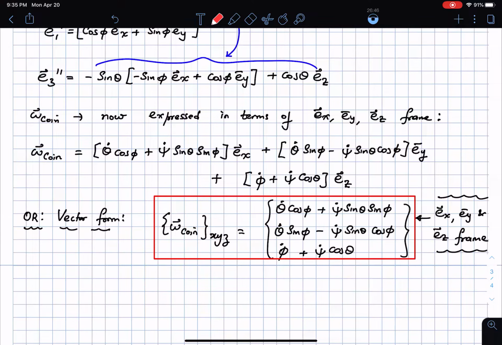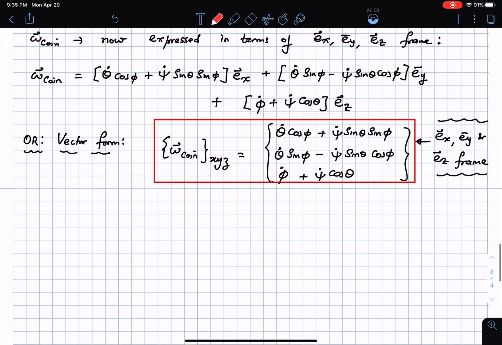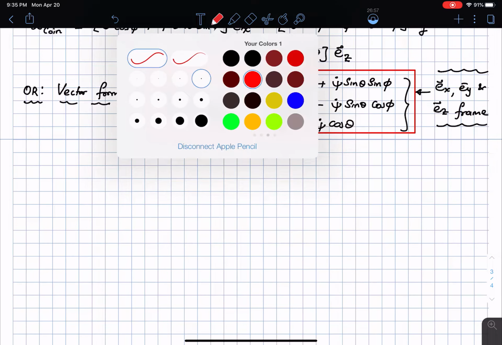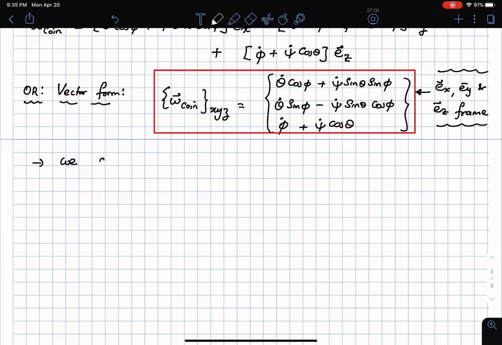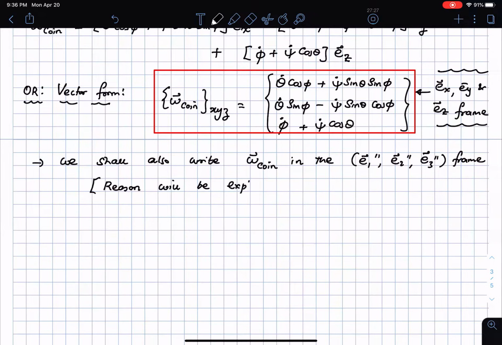One other thing that I'm going to do is write omega of the coin in the double prime coordinate frame, and you'll see the reason for this as we go further. I'll tell you why we wrote these things the way we wrote them. We shall also write omega of the coin in the E1 double prime, E2 double prime, E3 double prime frame, and the reasons will be explained as we proceed further.